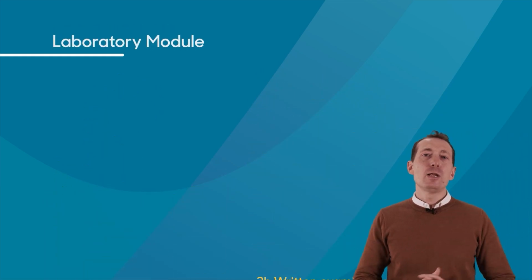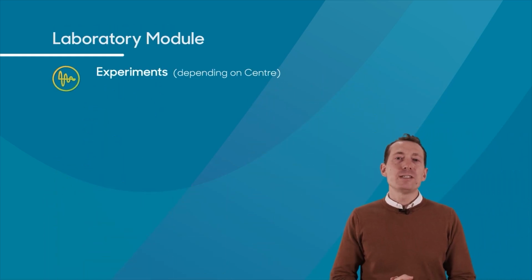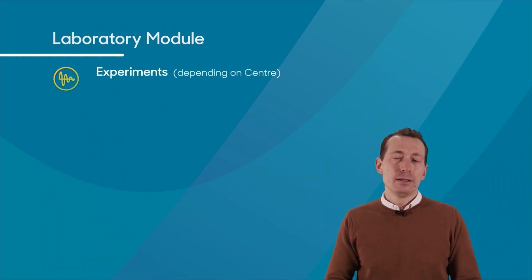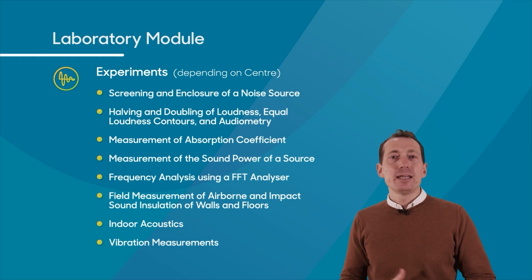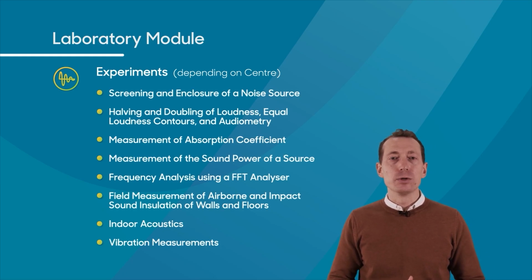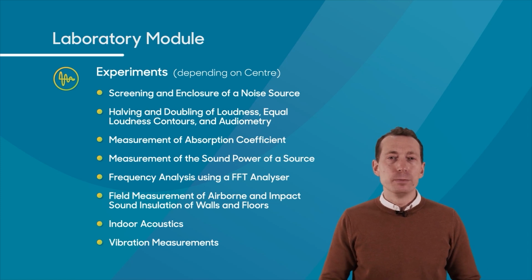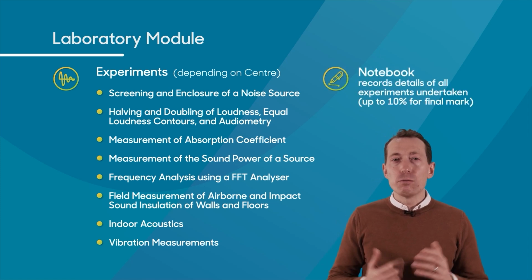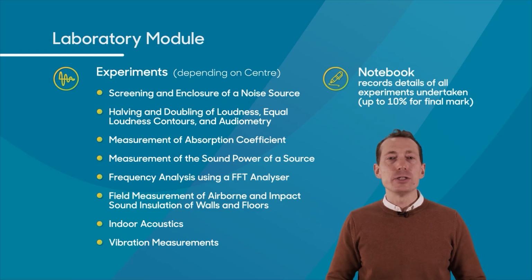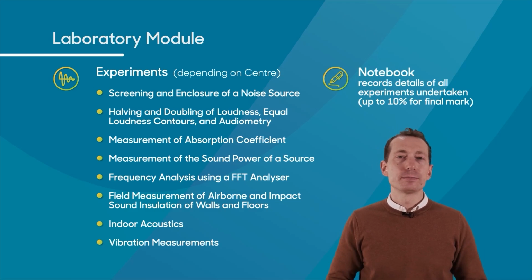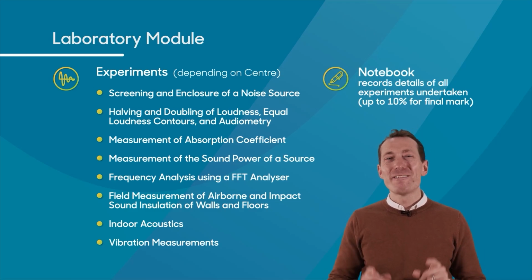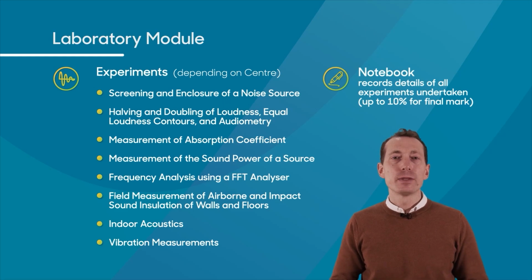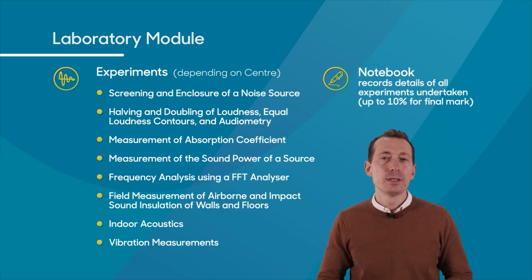The experiments for the laboratory module depend on the facilities at the centre. The list of experiments here is appropriate for laboratory work carried out on the IOA Direct course at the University of Liverpool. You'll be able to carry out all the experiments, recording the raw data and any example calculations in the notebook provided. You can gain up to 10 marks for a diligently completed notebook, and you have to write up 4 of the experiments as full reports.